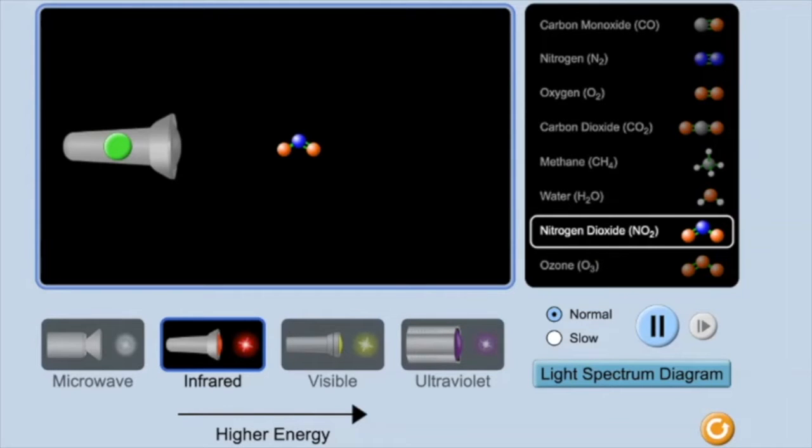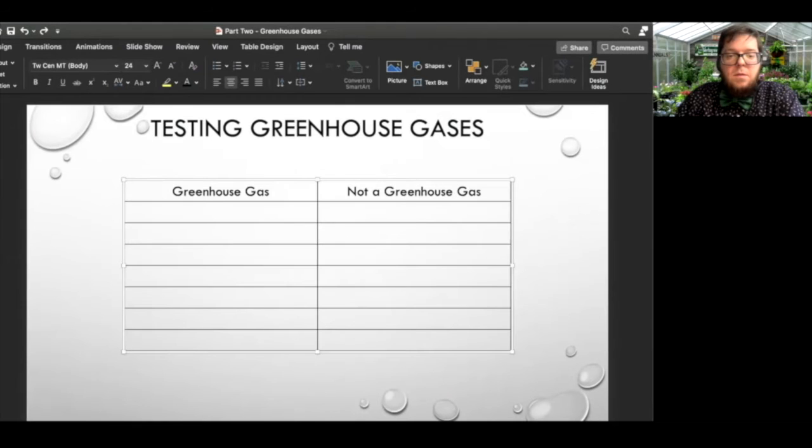Let's go back to the slide and write that down. It's not science if you don't write it down. Nitrogen dioxide. Not to be confused with nitrous oxide, which is that stuff they used to give you at the dentist office.